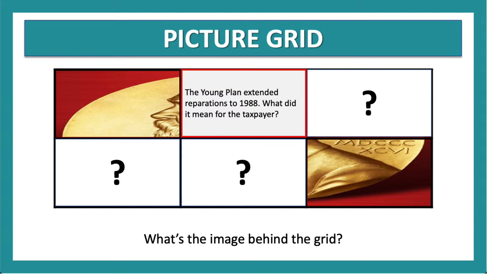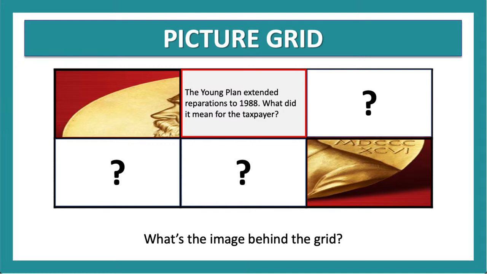Okay, the Young Plan extended reparations to 1988. Wow. What did it mean for the taxpayer? What did that mean for the taxpayer that the reparations were extended? So reparations were extended so long. What do we reckon? It's not a trick question. It's, I think, what impact that would have. So Amelia's suggesting tax increase to pay back the loan.